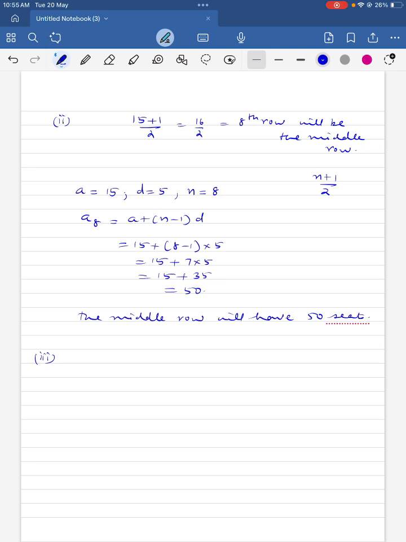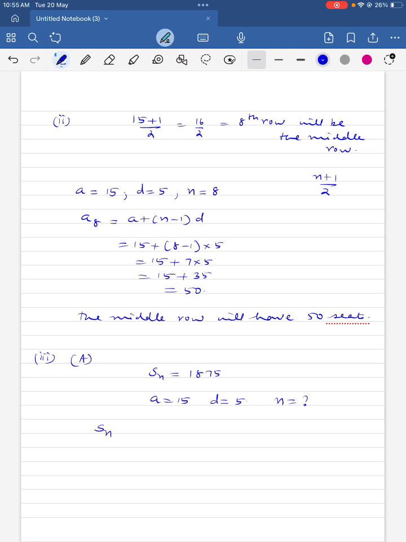So that's the A part to the question. So Sn is given to be 1875. And we know A is 15 and D is equal to 5. And we are expected to find out the number of rows, which means the missing value here is n.